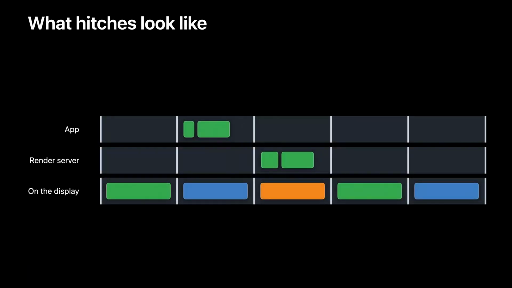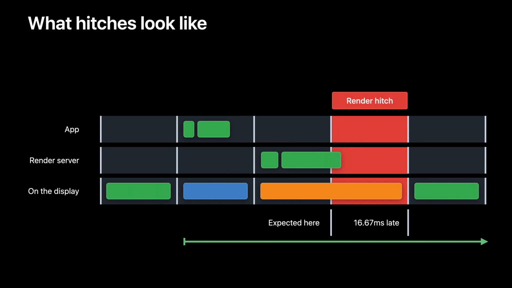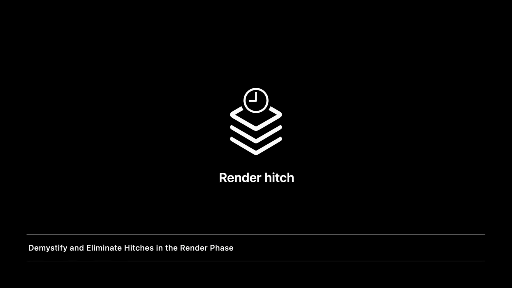The second type of hitch is a render hitch. These happen when the render server is unable to prepare or execute our layer tree on time. Here, the render execute phase takes too long and goes over the vsync boundary. The frame was therefore not ready on time, and the green frame was displayed 1 frame later than expected. Once again, we have a 16 millisecond hitch time. To understand more about render hitches and how to optimize your layer tree, check out Demystify and Eliminate Hitches in the render phase.